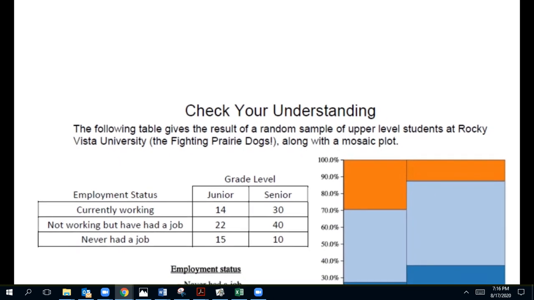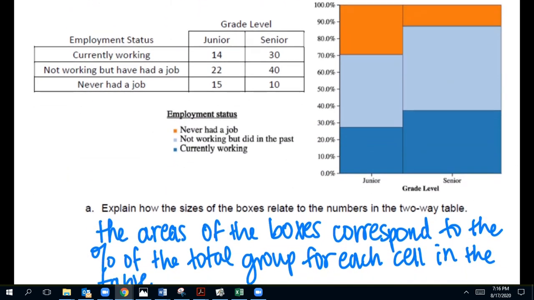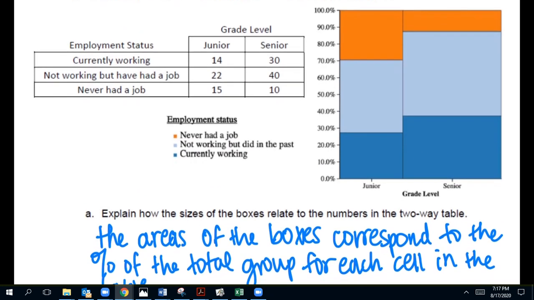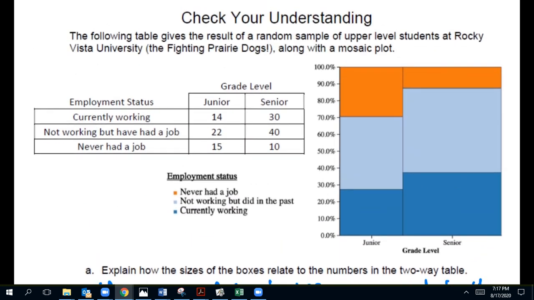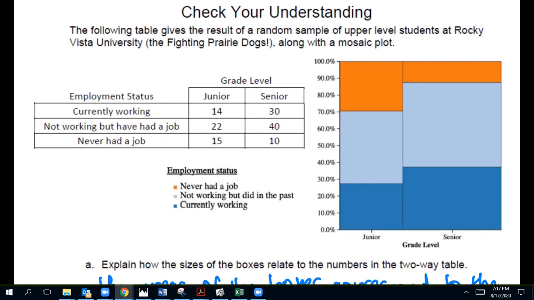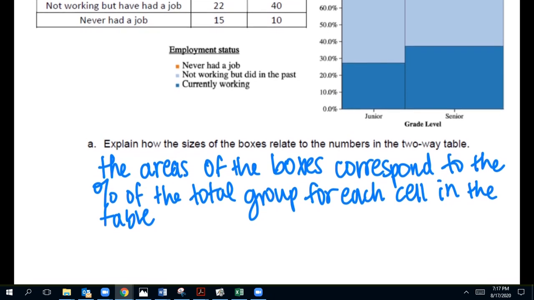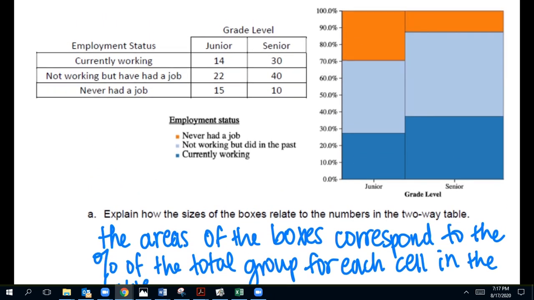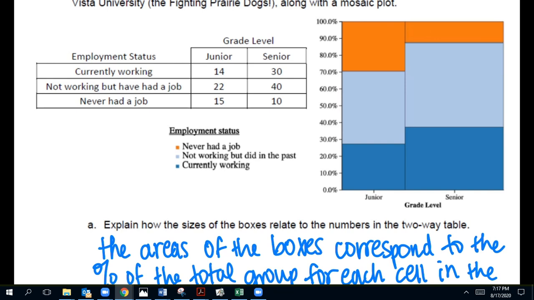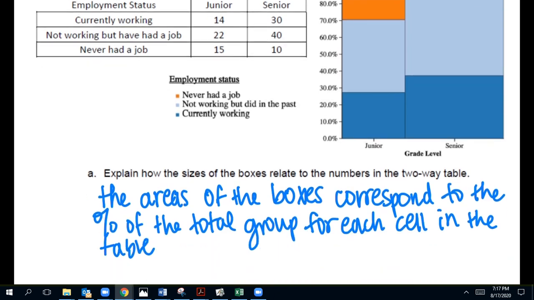All right, so here's the answer key to the Check Your Understanding. Here they say, explain how the sizes of the boxes relate to the numbers in the two-way table. This is a mosaic plot. I can tell because of the format. It looks like a segmented bar graph, but the bars are different widths. So that's how you know it's a mosaic plot, besides the fact that they told us. So the areas of the boxes correspond to the percent of the total group for each cell in the table. And so you can see how they work. You don't have to ever find the percentages yourself from the mosaic plot or create a mosaic plot yourself from a table. All you need to be able to do is read one.